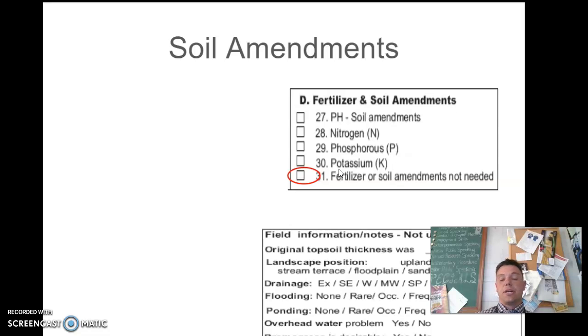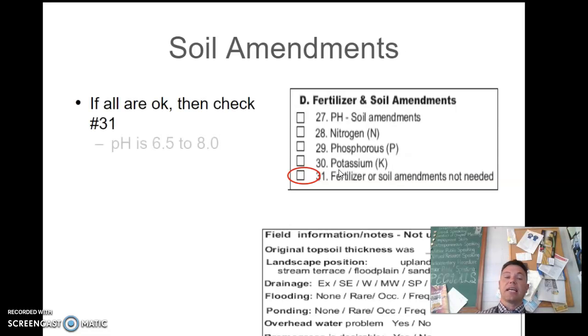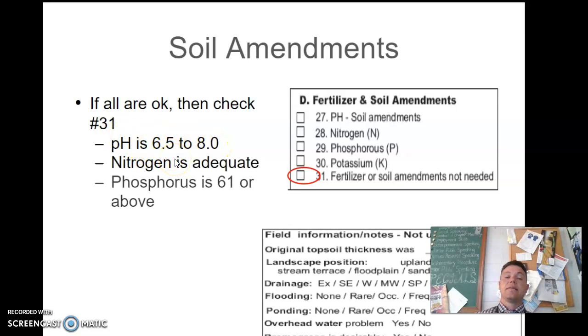We check 31 only if we did not check pH, because pH was between 6.5 and 8, nitrogen was adequate, phosphorus was 61 or above, and potassium was 251 and above. All of these have to be at or above these levels for us to check number 31.